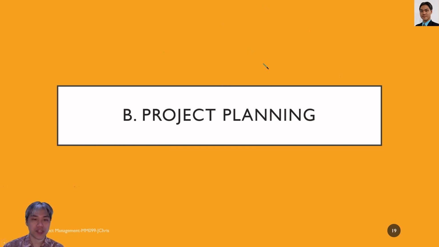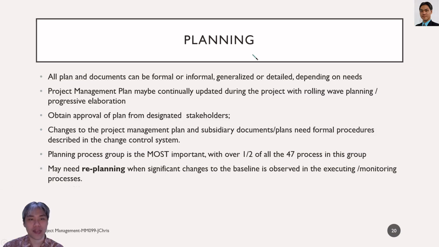After we have the project management plan, then we create the project planning itself. All plans and documents can be formal or informal, generalized or detailed, depending on needs. The PMP may be continually updated during the project. It's called rolling wave planning. And obtain approval of the plan from designated stakeholders. Changes of the project management plan and subsidiary documents need formal procedures described in the change control system.